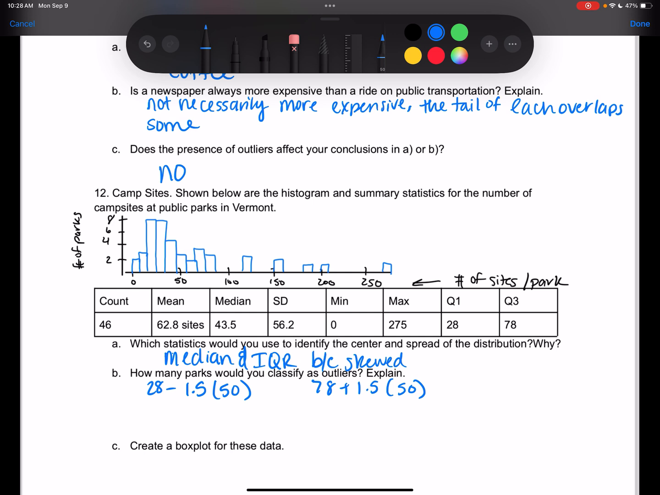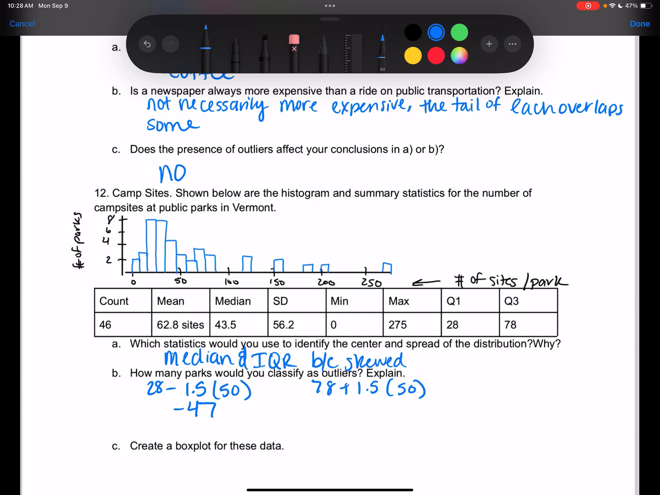Wait, why are you using 50? Is that just because it's the... Q3 minus Q1 is 50. Oh, okay. For the first one, I got negative 47. Okay, so nothing is an outlier on that end.